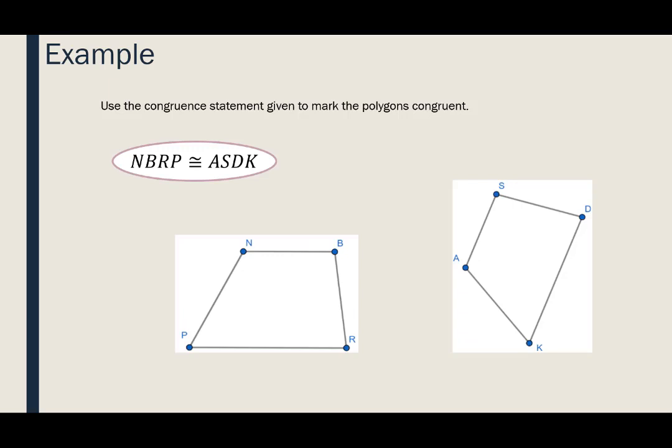NBRP is congruent to ASDK. These vertices are already labeled for us, so we just need to mark the angles and the segments. Why don't you hit pause and give it a shot yourself? Make sure you pay attention to order. Go ahead, hit pause and try it.